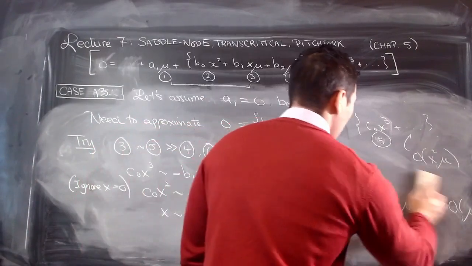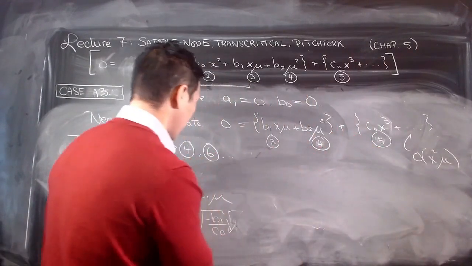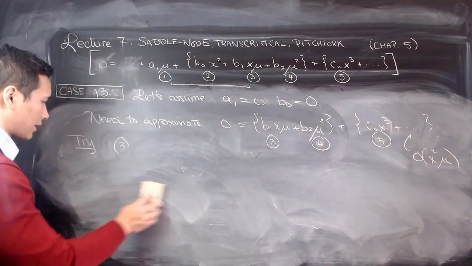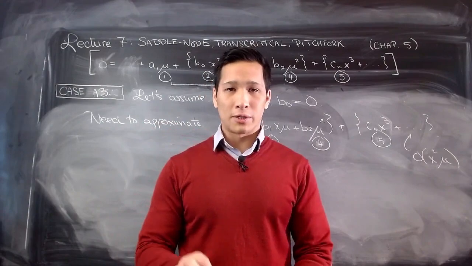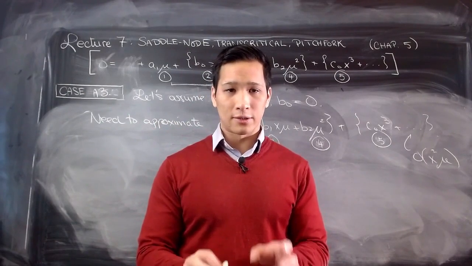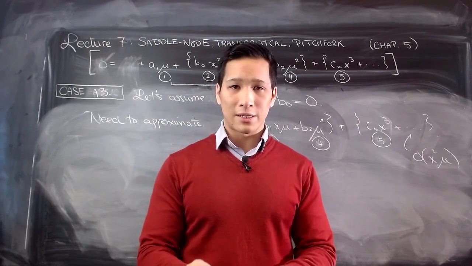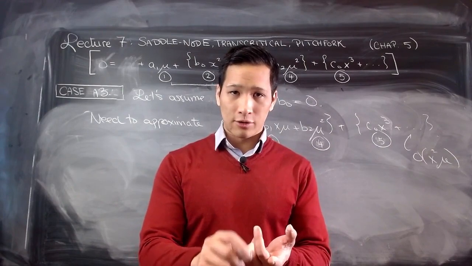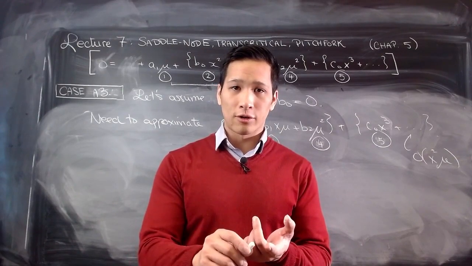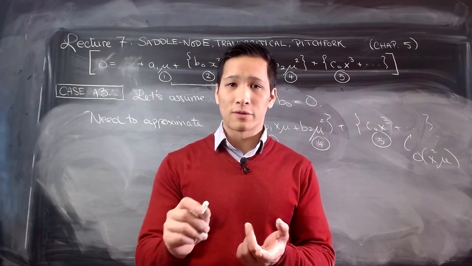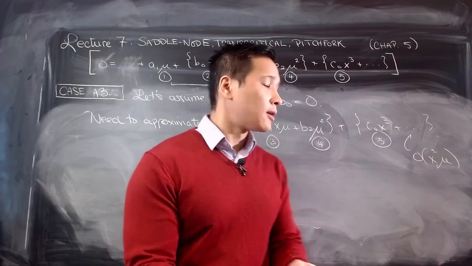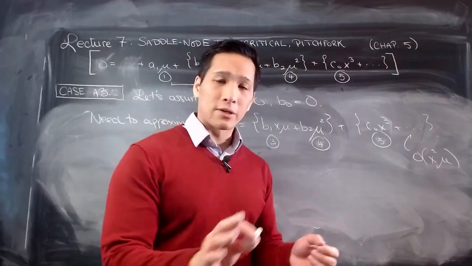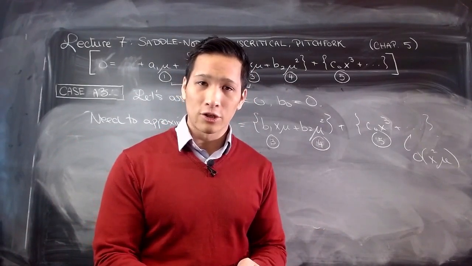I would rather not hold you any further. I know we started a bit late, but I'm not going to hold you any further because I'll see you on Friday. Let me just summarize the key things to know in today's lecture. We finished up with the transcritical bifurcation. The transcritical bifurcation is a bifurcation where it goes from 2 fixed points to 2 fixed points.